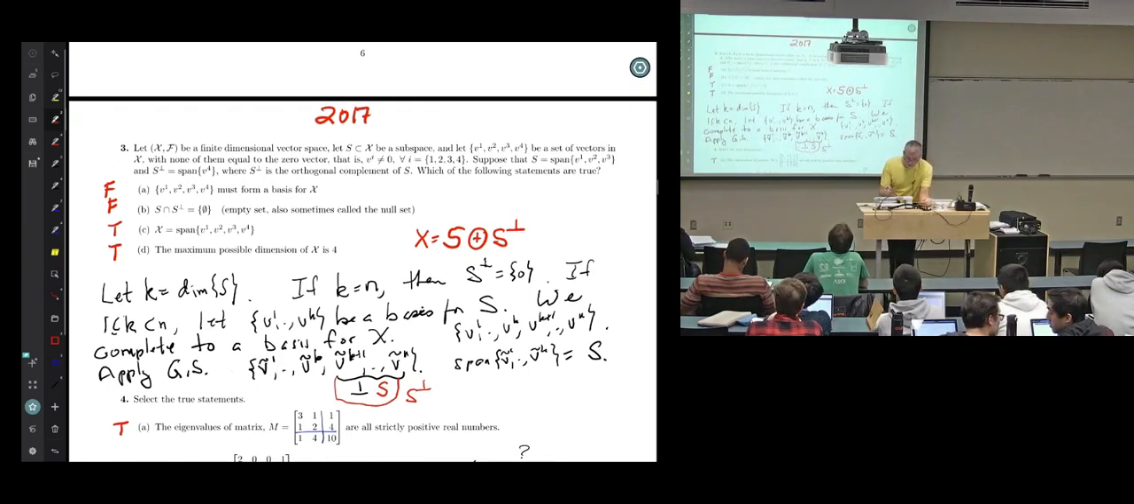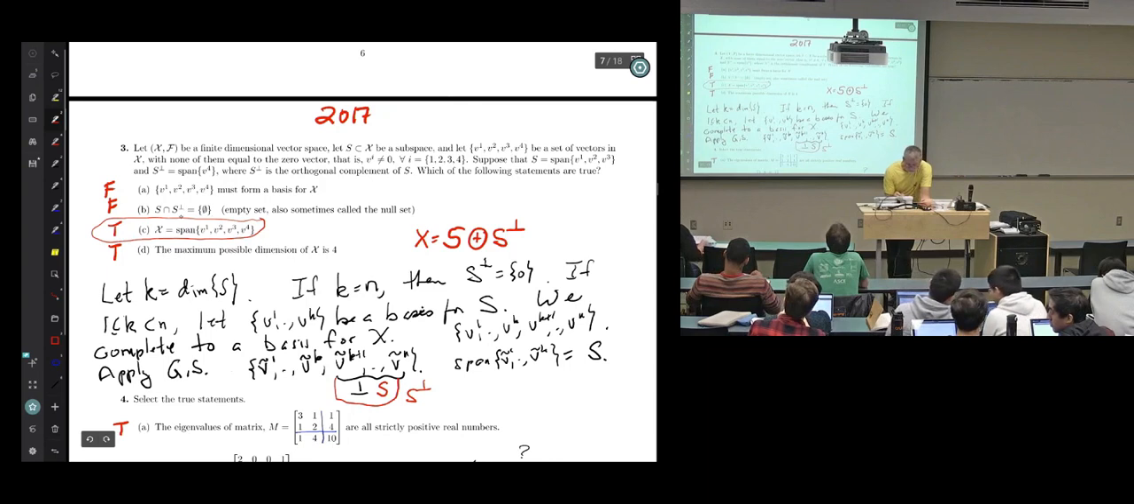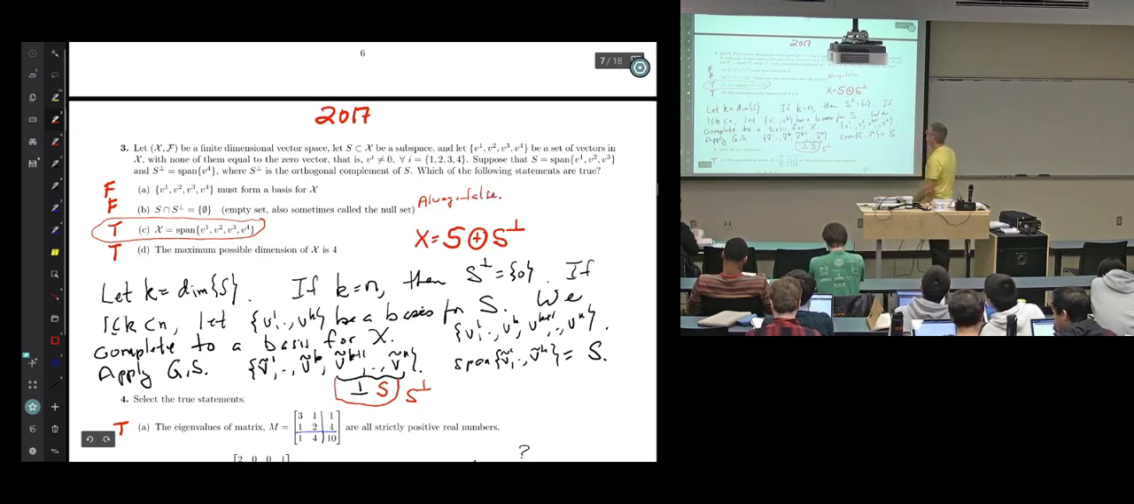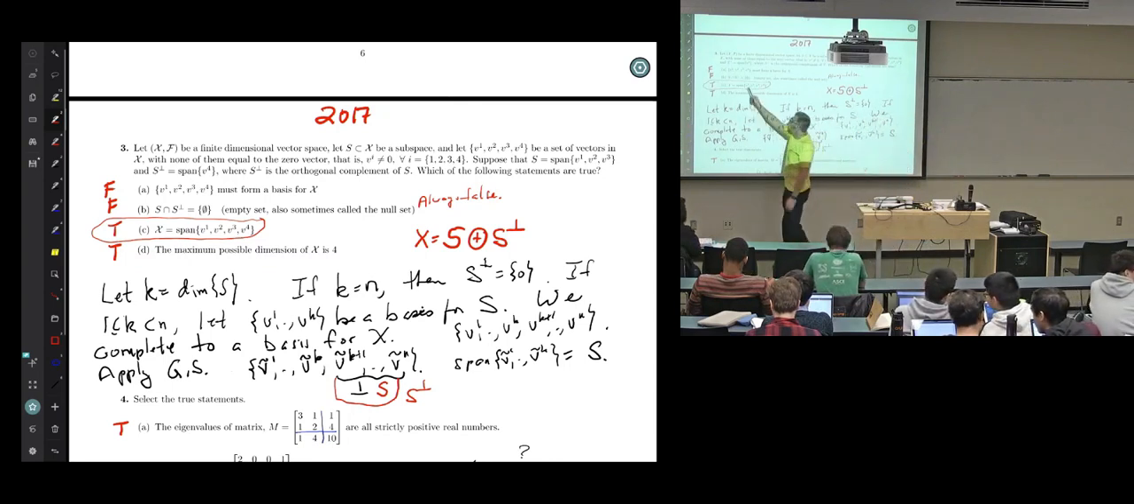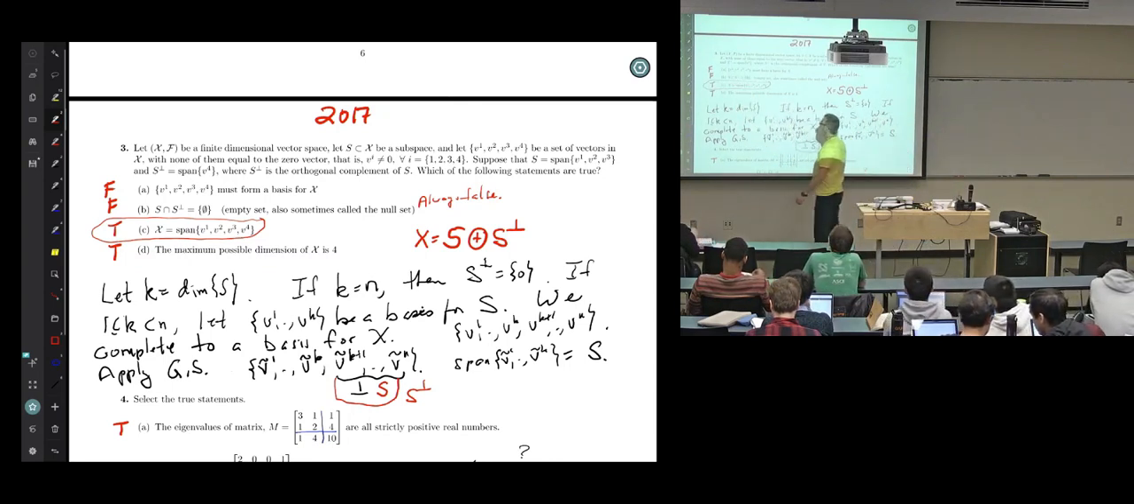Yeah, so the problem only gives you enough information to see this, and then this is always false no matter what, independent of any properties you're given of S and S perp. 0 is always in it.